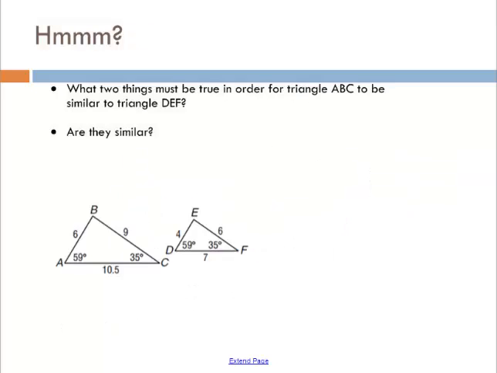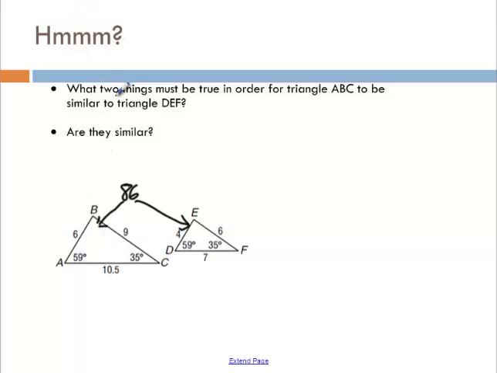So take a look at these. What must be true in order for these two triangles to be similar? Well, there were two things that we talked about in 7.2. The angles had to be congruent: 59, 59, 35, 35, 180 minus those, both here and here. So 180 minus 59 minus 35, we get 86 for both here and here. I don't know why I wrote the 86 down there. I meant to write it up here.